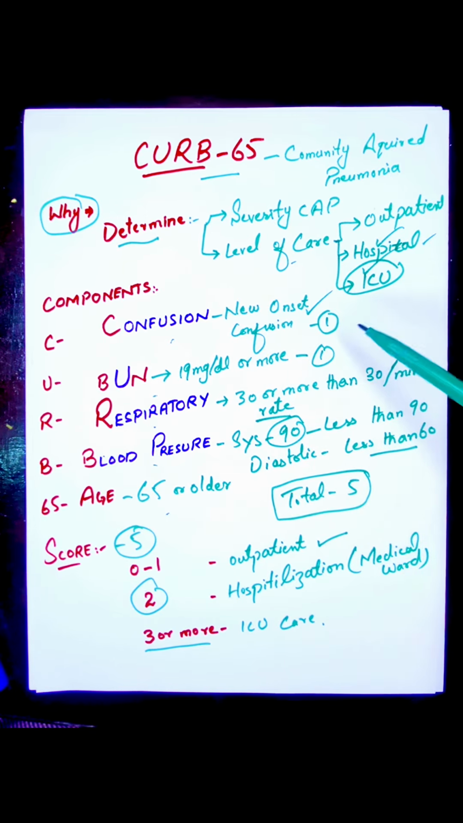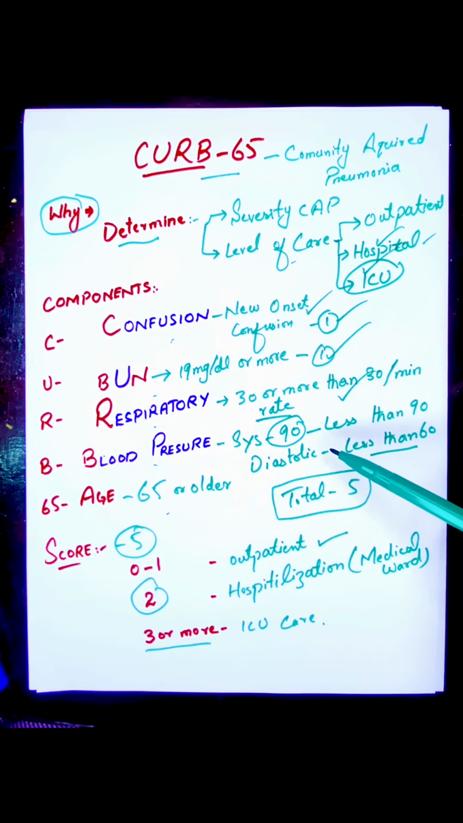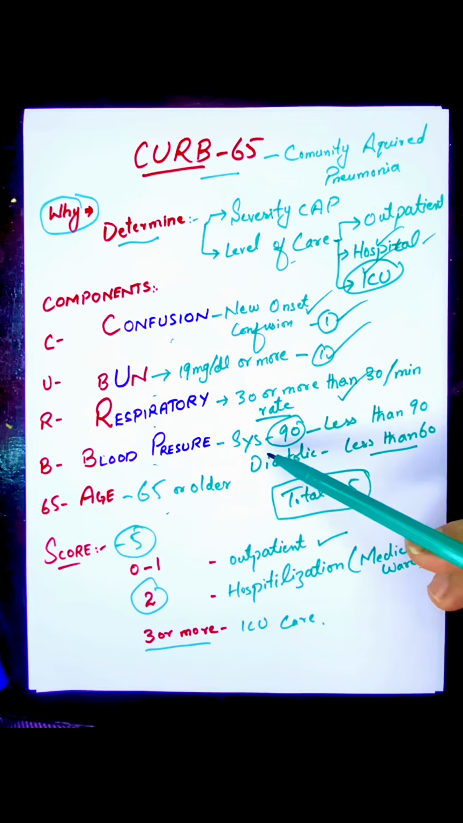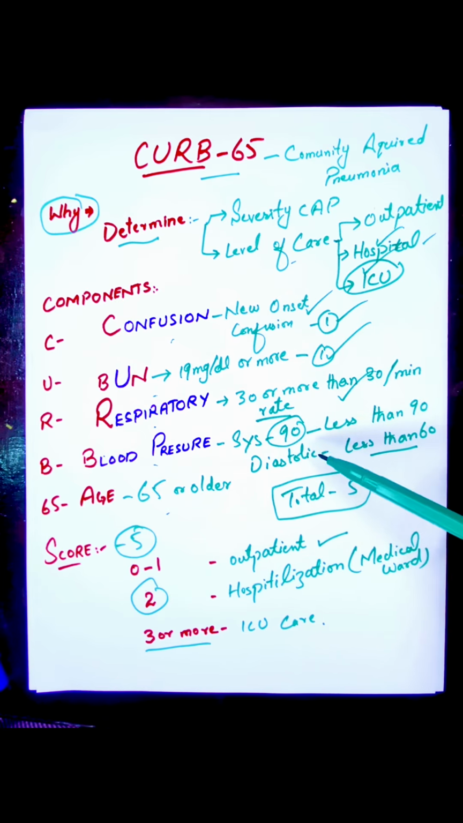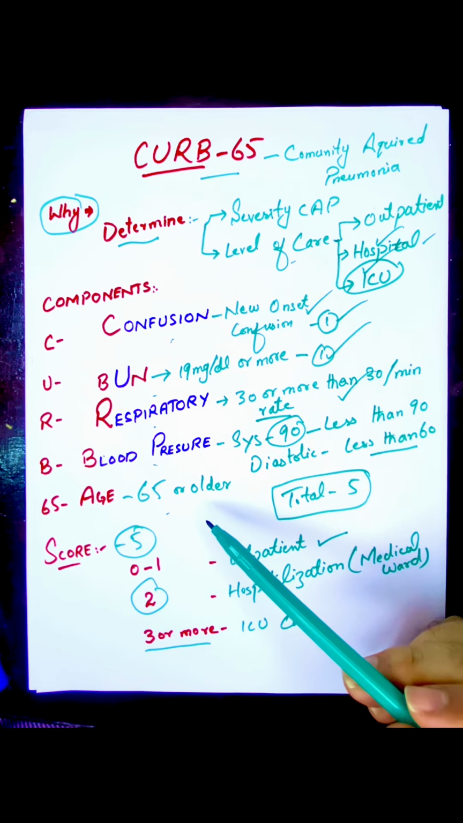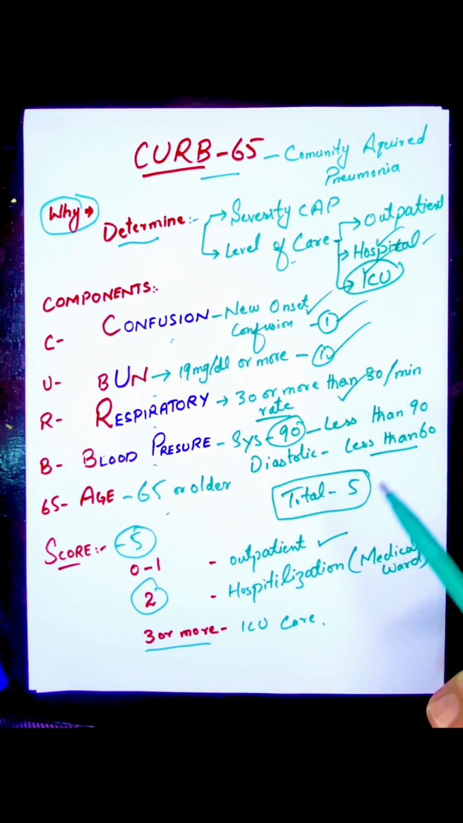Any new onset confusion gets 1 mark. Any raised urea gets 1 mark. Respiratory rate of 30 or more is again 1 point. Blood pressure of less than 90 mmHg systolic, or diastolic blood pressure of less than 60 millimeters of mercury, will give you 1 point. Age greater than or equal to 65 gets 1 point.